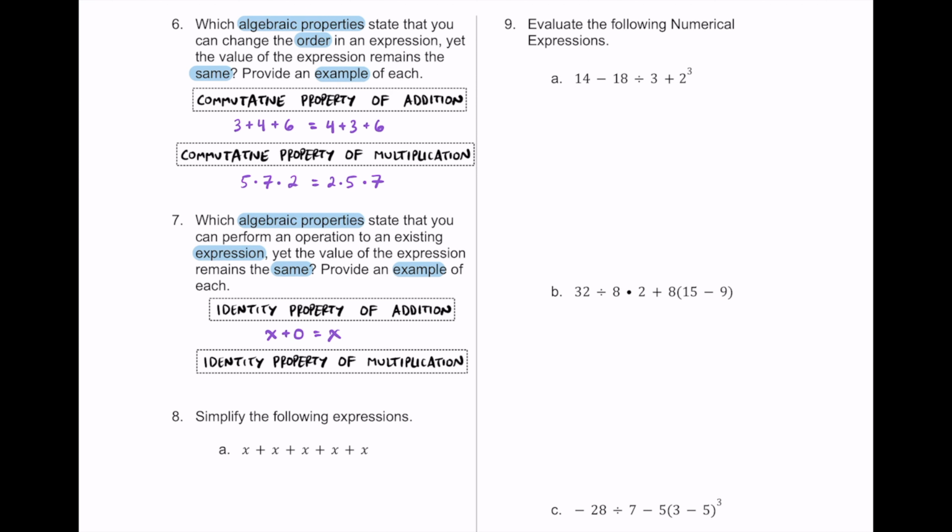Then there's the identity property of multiplication. So the only number you can multiply in the world where the expression would still stay the same is going to be 1. So for example, if you said 1 times y, that would still equal y, just because 1 times anything would stay the same. So we have the identity property of multiplication.